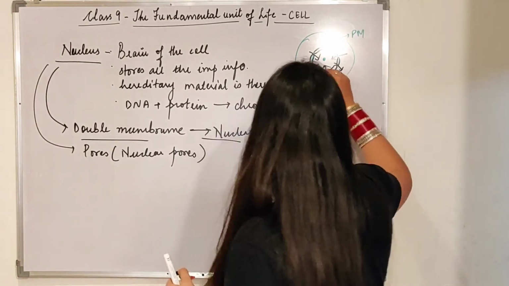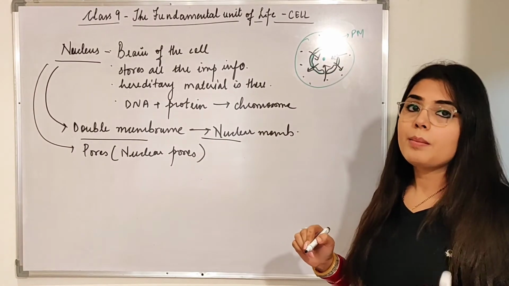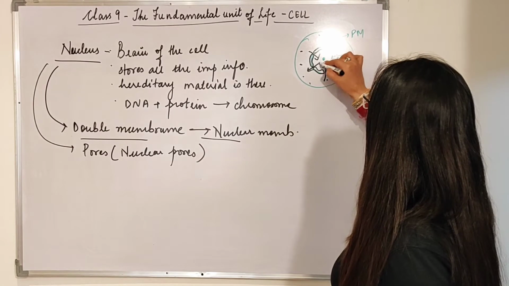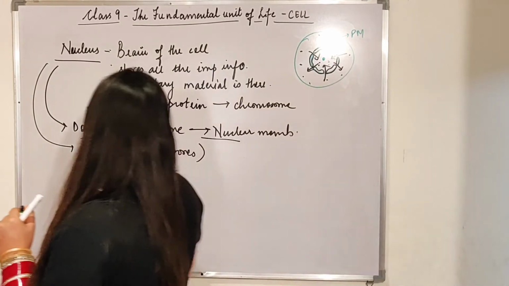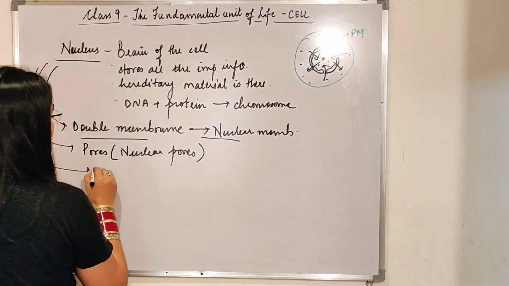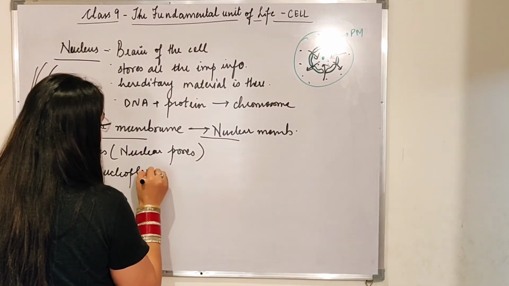Just like in the cell, beta, these dotted structures I told you, what are these? These are cytoplasm. In the similar manner, inside the nucleus also there are dotted structures, beta. They are known as nucleoplasm.